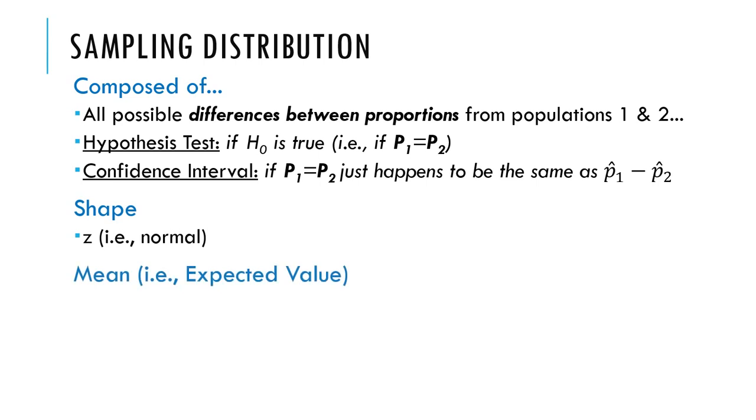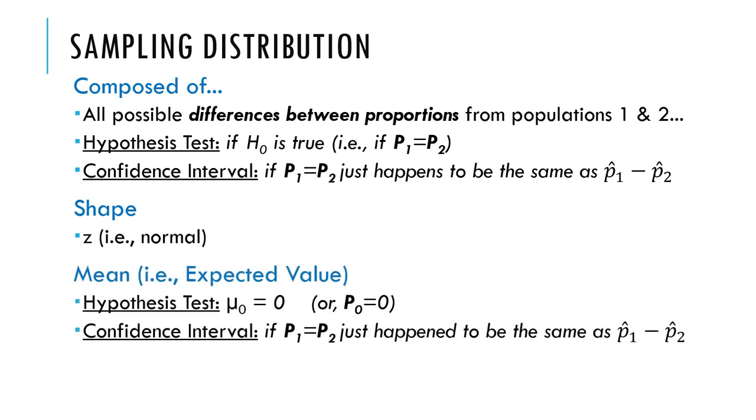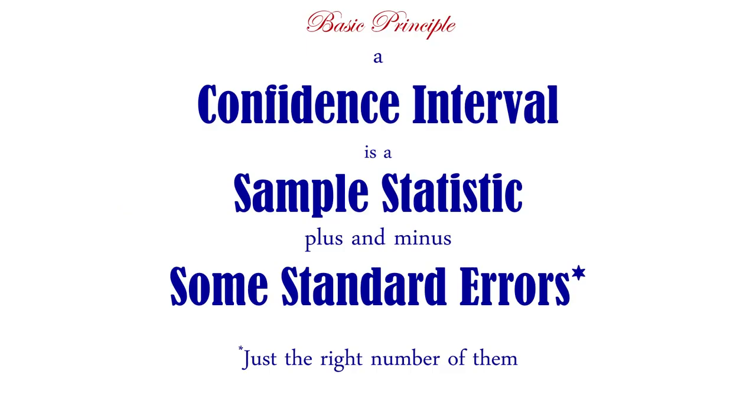So the shape of this is going to be normal. The expected value is zero for a hypothesis test. For a confidence interval, it's the difference between our two samples. And the standard error is the standard error from that formula.